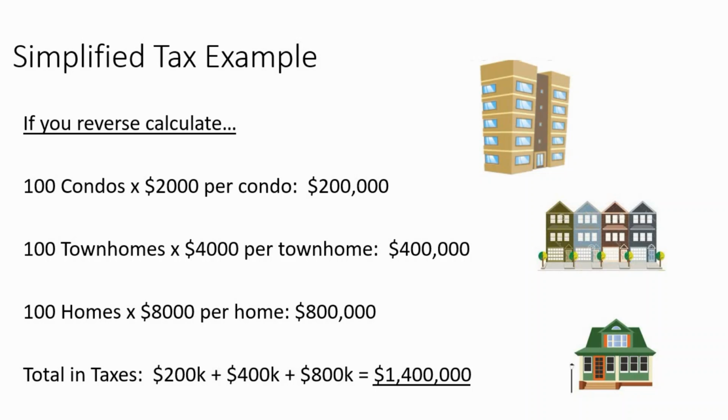So now if you reverse calculate this, you'll see that it comes up to $1.4 million. So 100 condos times 2 grand per condo is 200 grand. 100 townhomes times 4,000 per townhome, 400 grand. 100 homes times 8,000 per home is 800 grand. So the total in taxes, 200 plus 400 plus 800, $1.4 million.